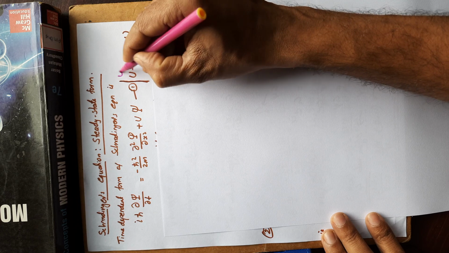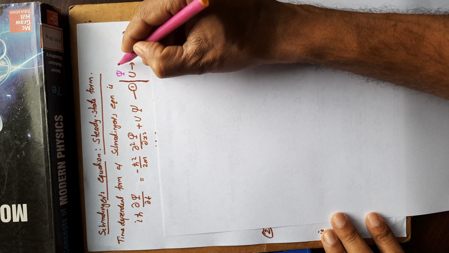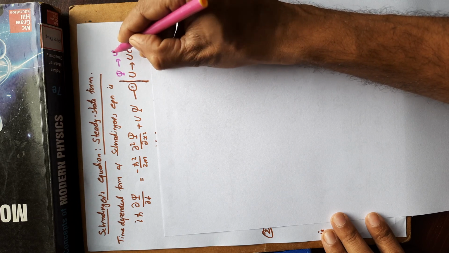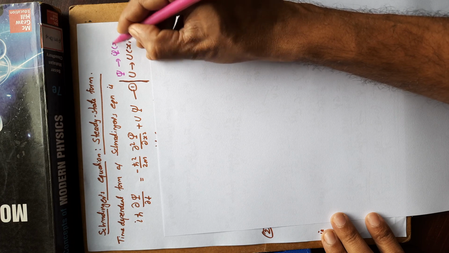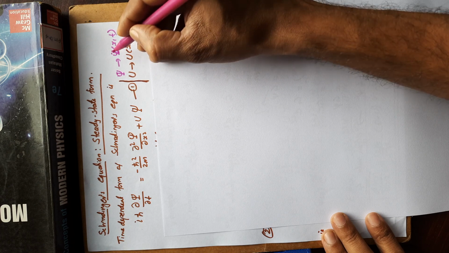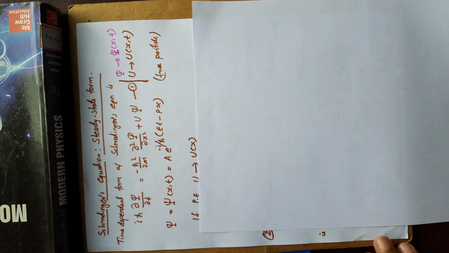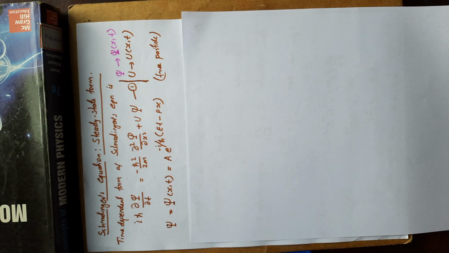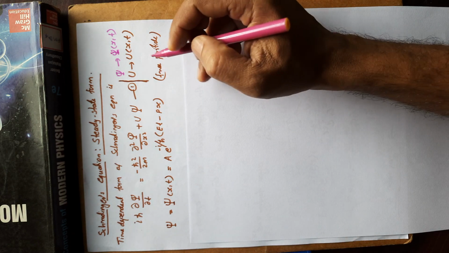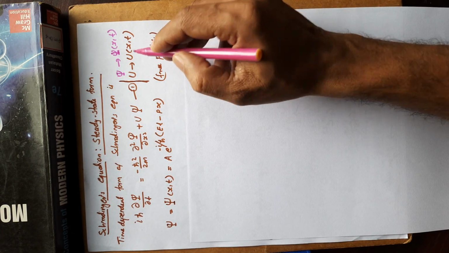So here this wave function psi is also a function of position and time. So that is the general Schrodinger equation, or time dependent form. Now in great many situations, the potential energy of a particle does not depend on time explicitly.